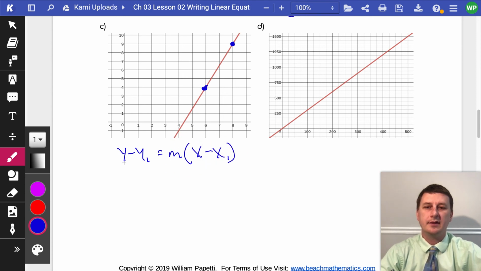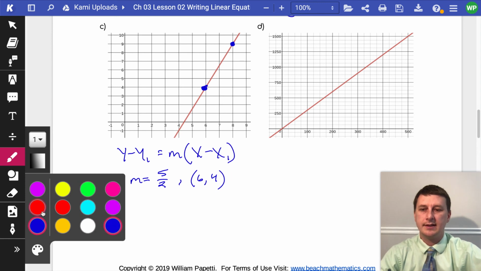So again, let's list out what I have. Let's see, my slope is going to be, how do I get from this point to this point? I'm going to have to go up 1, 2, 3, 4, 5, and over to the right 2. So my slope is going to be 5 over 2. And any point on the line is going to be, let's use this point, and that's going to be (6, 4).